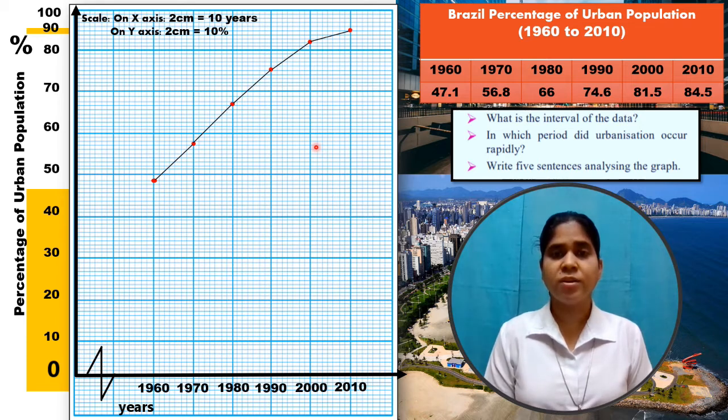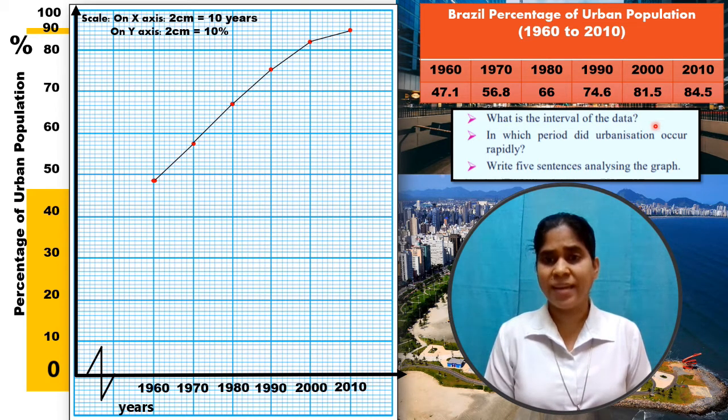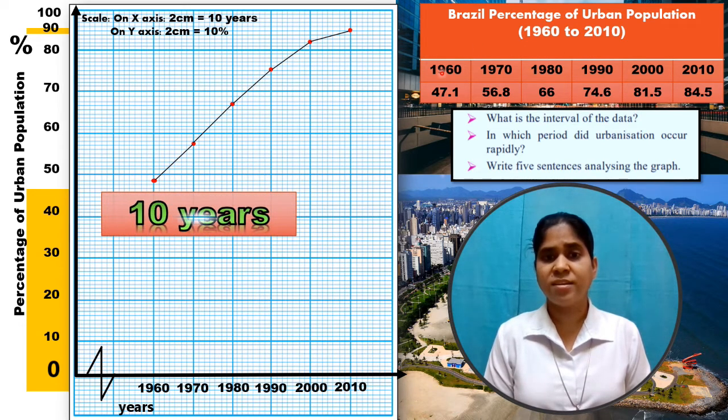So we have done drawing with the lines. Let us now answer the questions. What is the interval of the data? Interval means the gap between the two given years. So we can say the gap between the two given years is 10 years. The interval is 10 years.